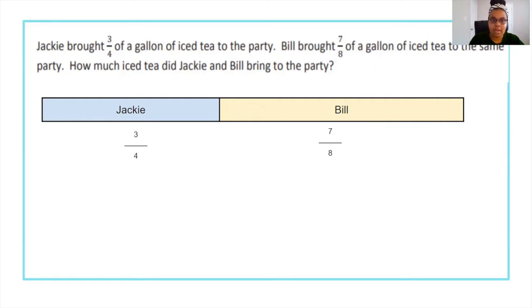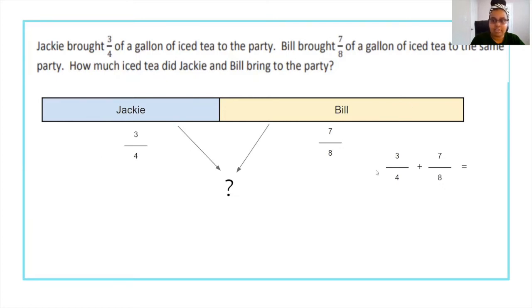Now, what I'm looking to find is how much iced tea both Jackie and Bill brought to the party. So looking at this tape diagram, I hope it helps you understand the problem. What operation do you think we're going to need to use this time? If you said addition, you're right. I need to add 3/4 plus 7/8 to figure out what is the total length of this bar, or how much this bar would represent in this case.